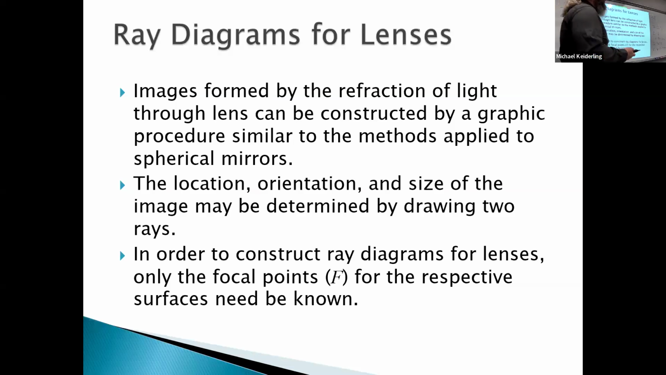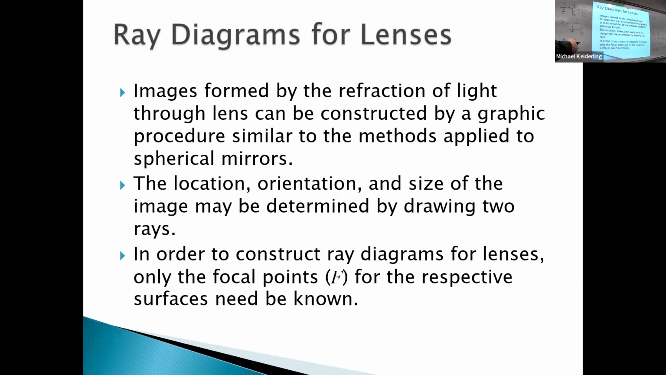So ray diagrams for lenses are much like ray diagrams for mirrors, but now you're going through the lens. With the lens, you draw one ray parallel that goes through the focal point on the opposite side, and then another line that goes through the center of the lens and comes out the other side. That's one way you can do it. You can also do a line that goes through the focal point on the near side and comes out parallel.